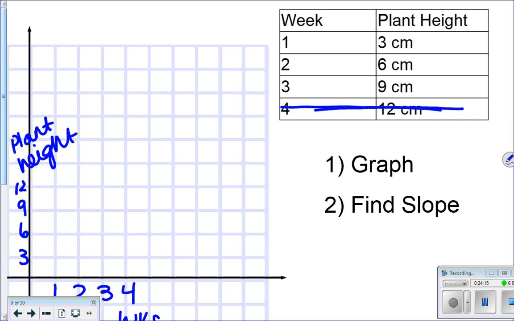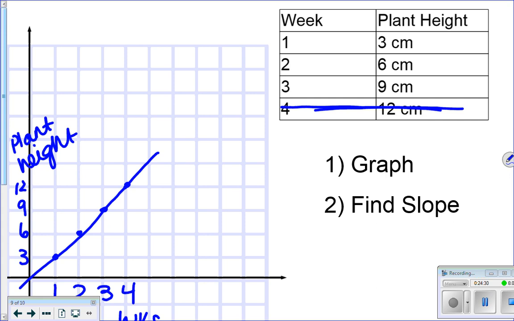All right, so can I graph now? You remember how to graph? For every 1 week, how much does it grow? Yeah. 2 weeks, 6. 3 weeks, 9. And I'm just going to do the next one because it's up there. Then I'm going to make my line.